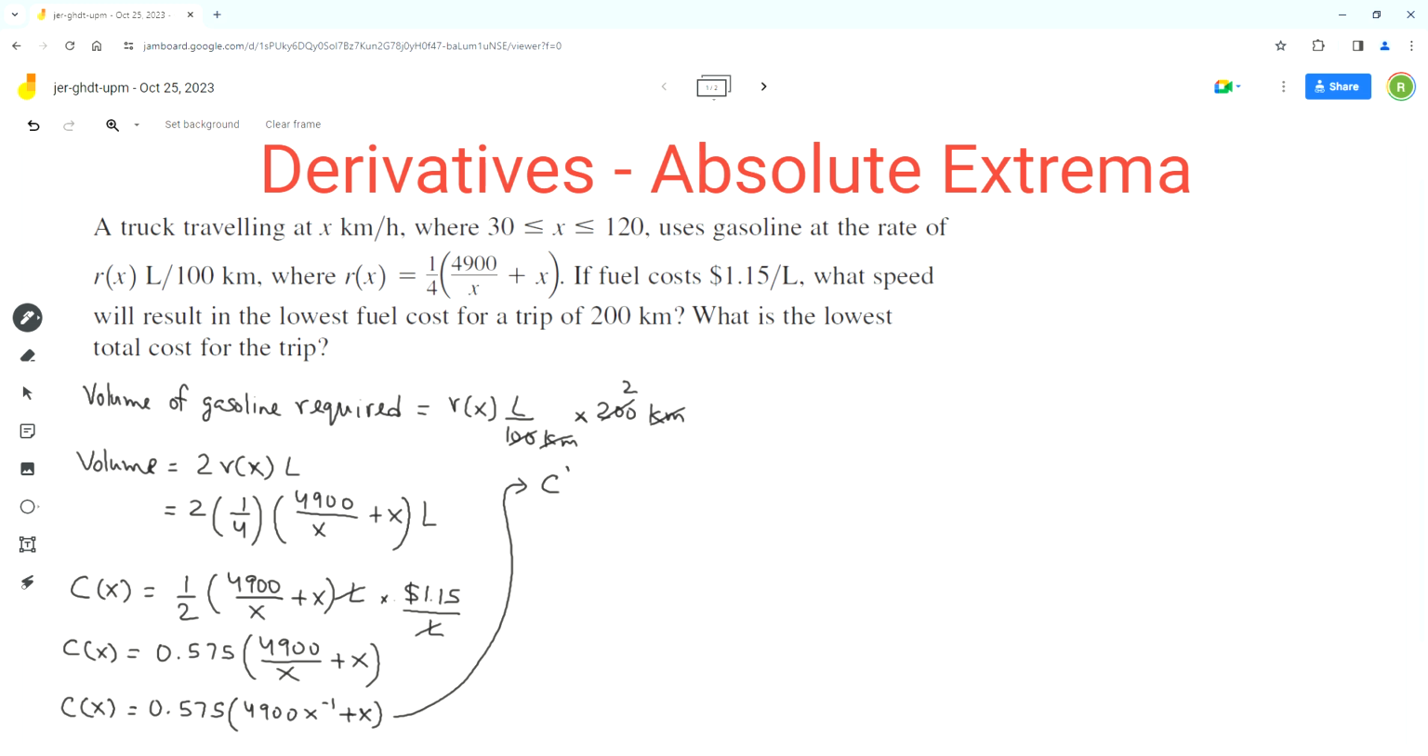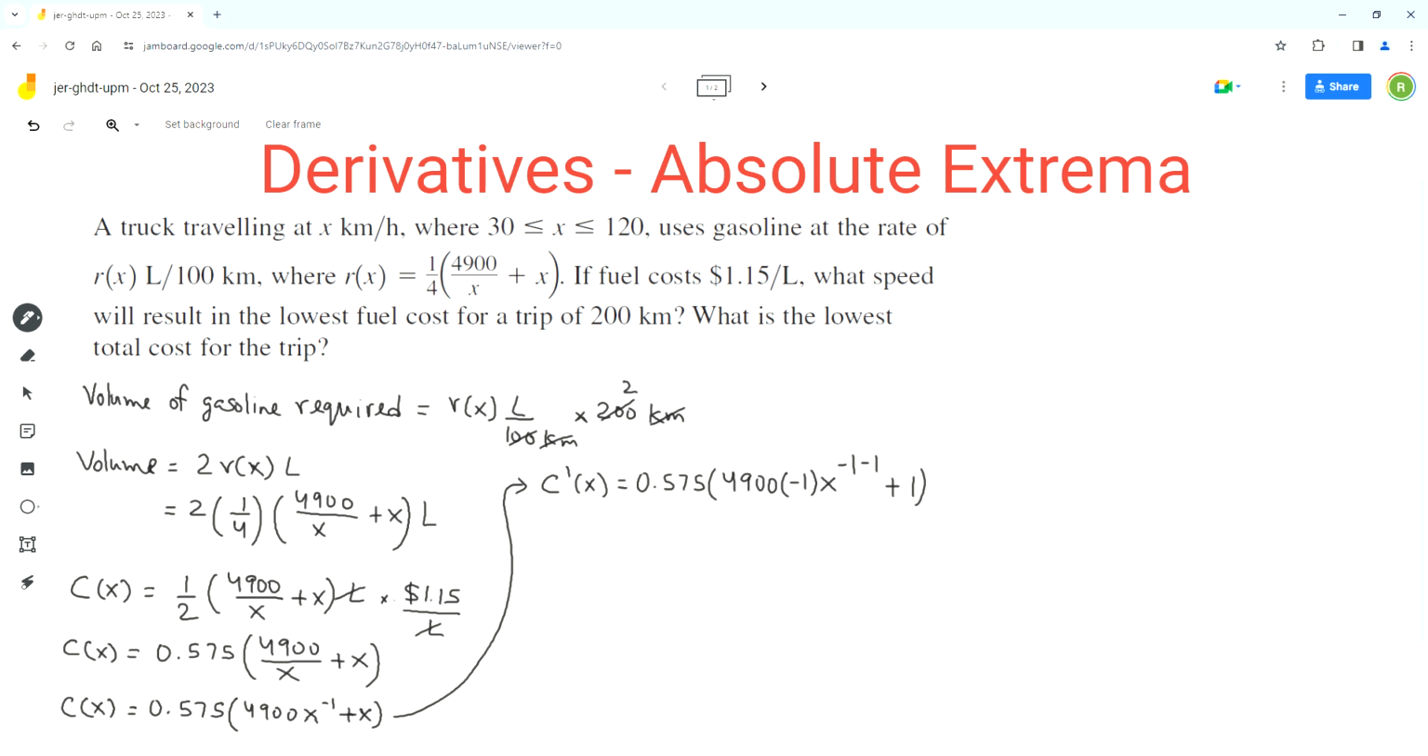So C'(x) equals, 0.575 is the coefficient, so it will stay as it is. Now the first term in the parentheses is 4900 x^-1. 4900 is the coefficient, so it will stay as it is. And for x^-1, we can use the power rule to find the derivative. So we move the exponent to the front and subtract 1 from the exponent. And then plus, the derivative of x will be equal to 1.